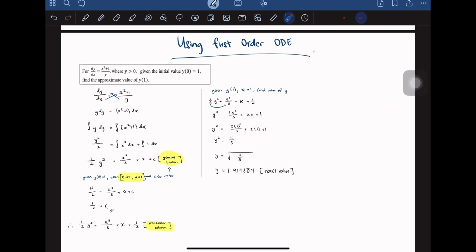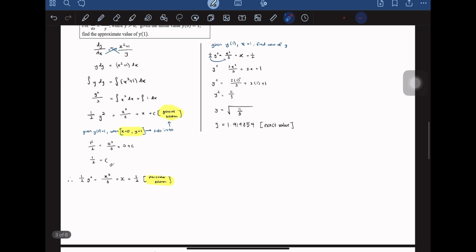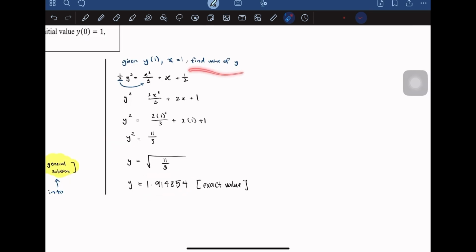To find the exact value of y, we solve the differential equation using the separable method for the first order ODE. This is the equation that we were given, and then we separate it and integrate both sides. From here, we obtain the general solution. To find the value of the constant c, we sub in x equals 0 and y equals 1. From here, the value that we get is half. We then sub c back into the general solution to obtain the particular solution. Finally, to find the exact value of y, we sub in the final value of x, which is given in the question, x equals 1, where we get the final value of y here.